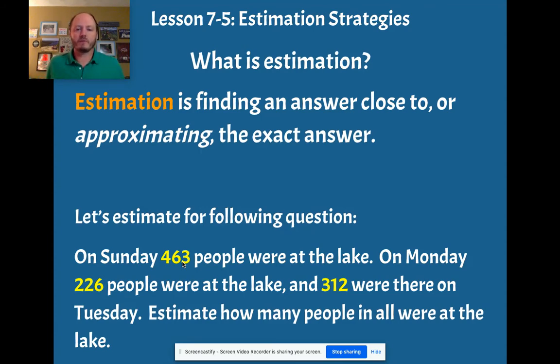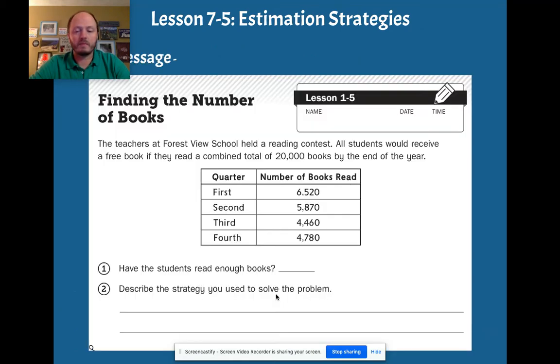All right. And let's look at an example here. Let's estimate for this following question. On Sunday, 463 people were at the lake. On Monday, 226 people were at the lake. And 312 were there on Tuesday. And it says estimate how many people in all were at the lake.